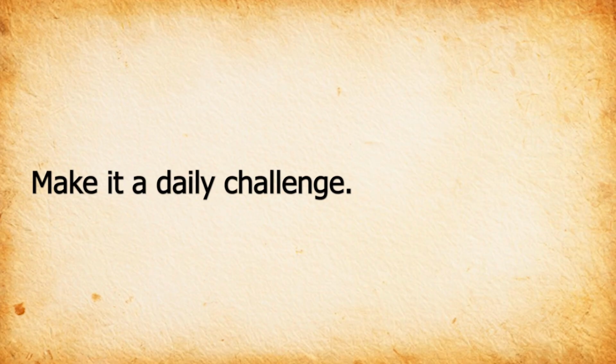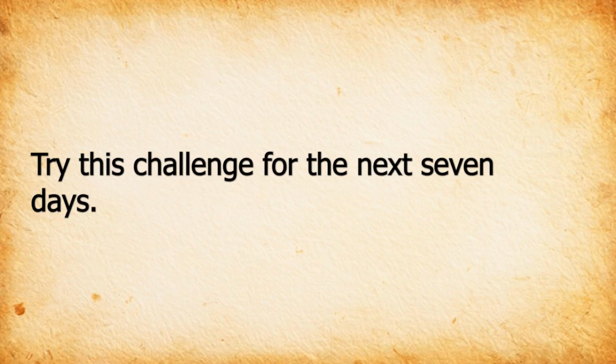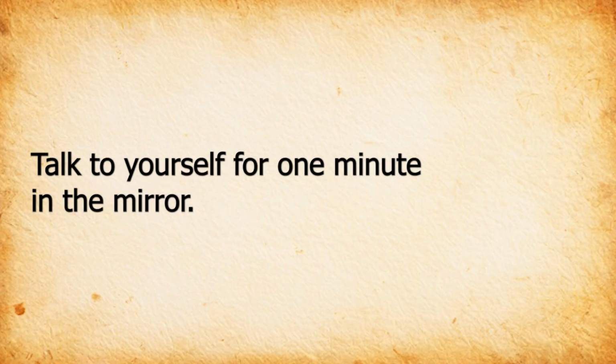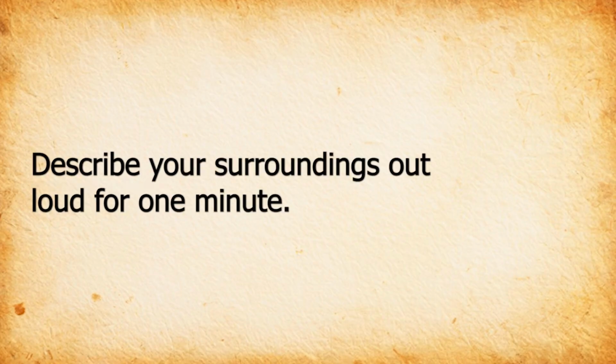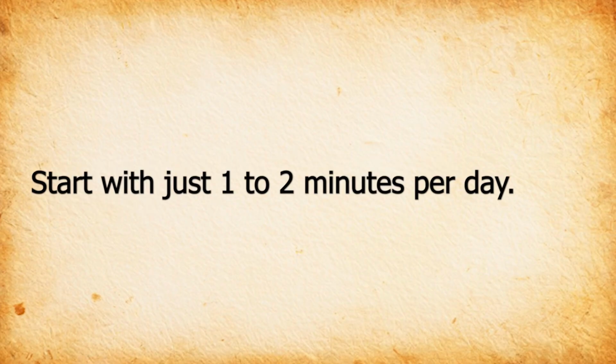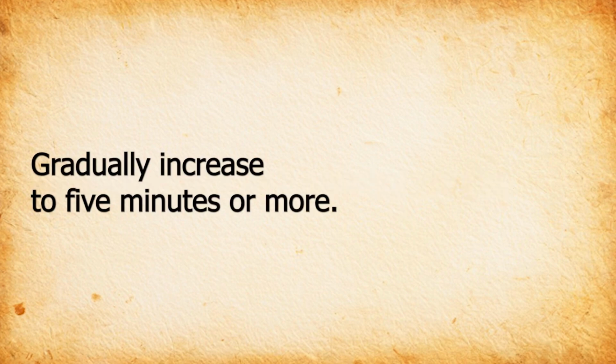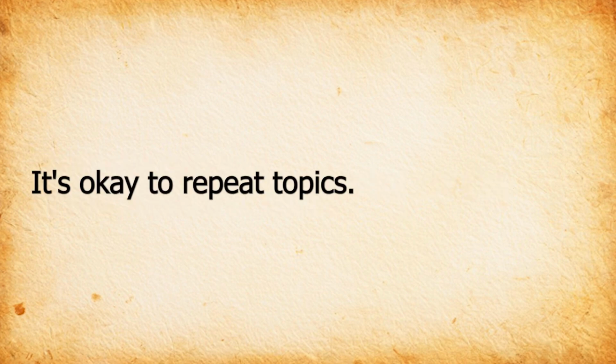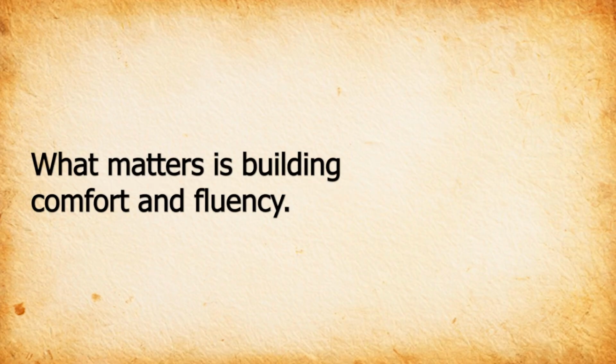Make it a daily challenge. Try this challenge for the next 7 days. Time, practice. Morning: talk to yourself for 1 minute in the mirror. Afternoon: describe your surroundings out loud for 1 minute. Evening: say 5 sentences about your day in English. Start with just 1 to 2 minutes per day. Gradually increase to 5 minutes or more. It's okay to repeat topics. What matters is building comfort and fluency.